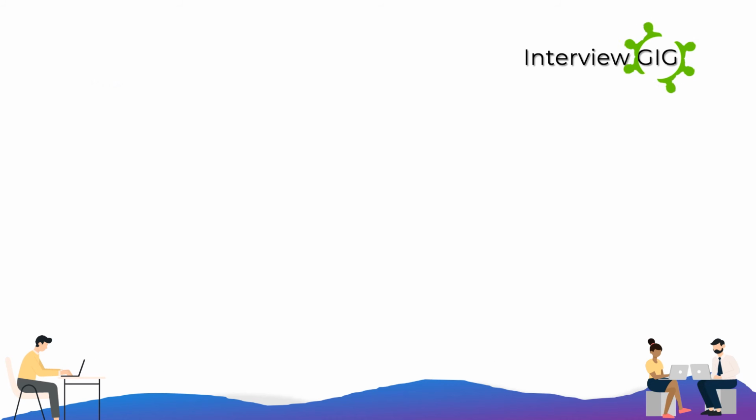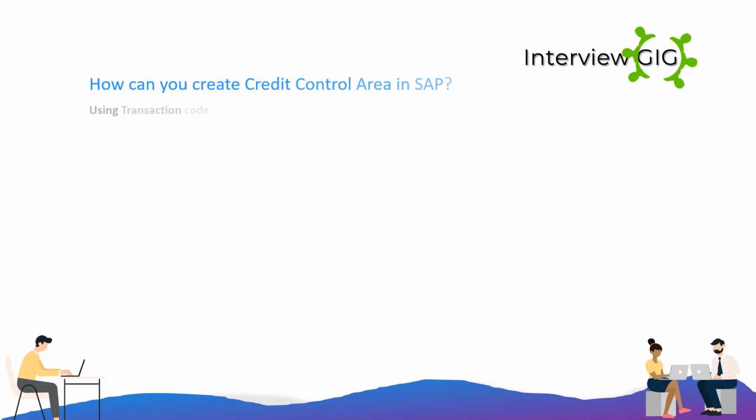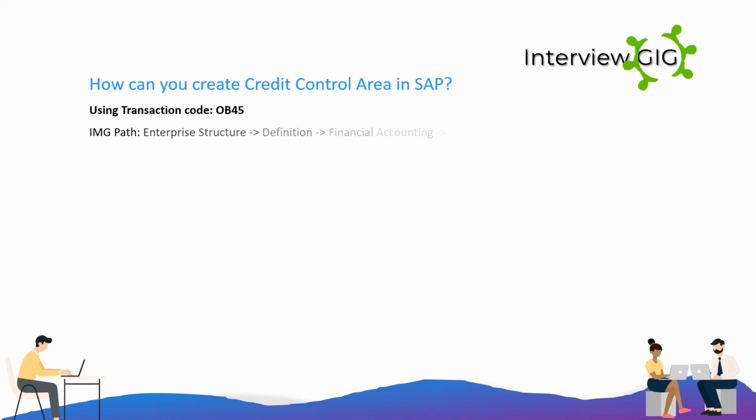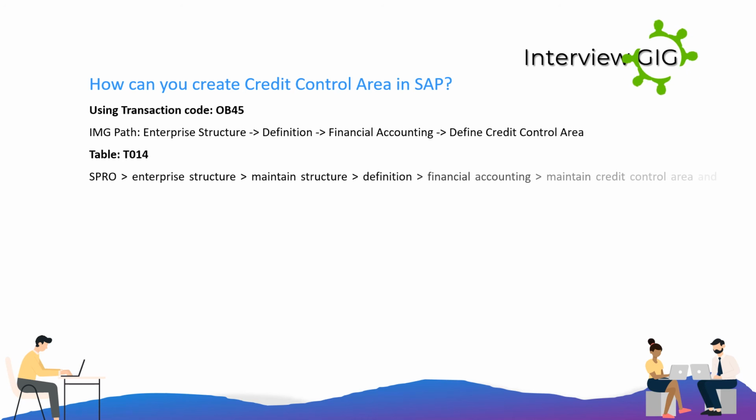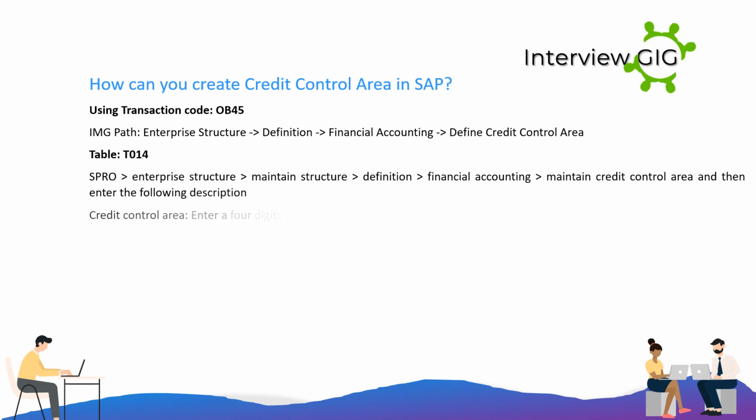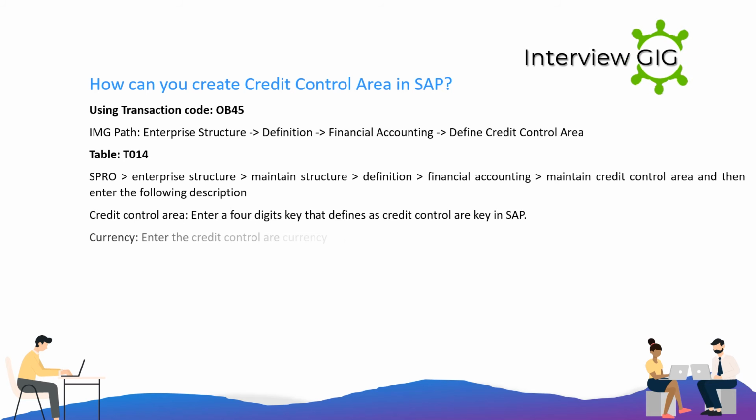SAP Portal. How can you create credit control area in SAP? Using transaction code OB45. IMG path: enterprise structure, definition, financial accounting, define credit control area. Table T014. SPRO, enterprise structure, maintain structure, definition, financial accounting, maintain credit control area, and then enter the following description.